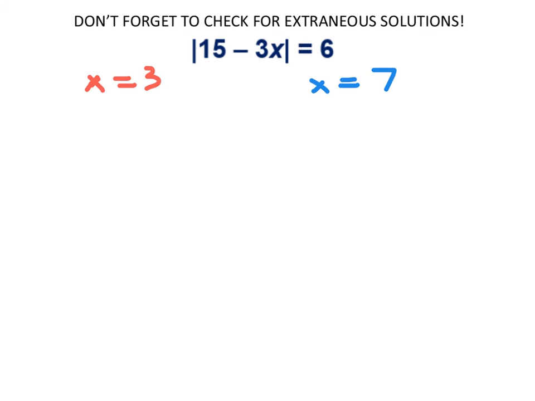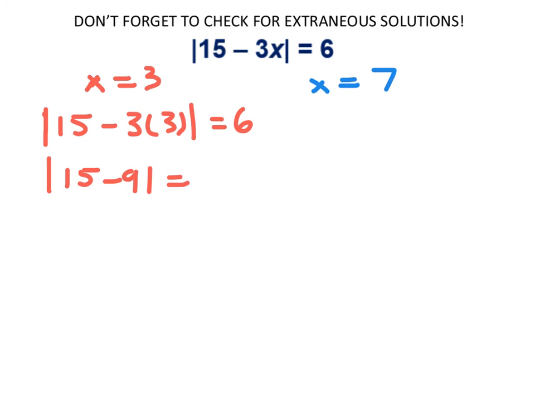The final step is to check for extraneous solutions. What this means is we're going to take our values that we solved for and plug them back into the original equation to make sure they work. So if I do this for the first part, where x equals 3, I would have the absolute value of 15 minus 3 times 3 equals 6. It'll give me the absolute value of 15 minus 9 equals 6. So the absolute value of 6 equals 6, which results in 6 is equal to 6.